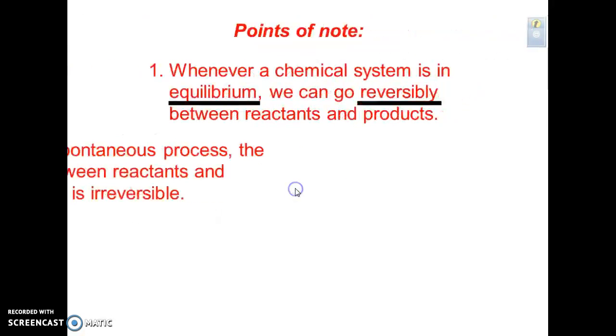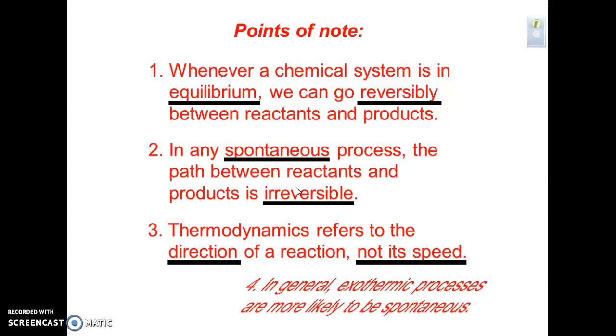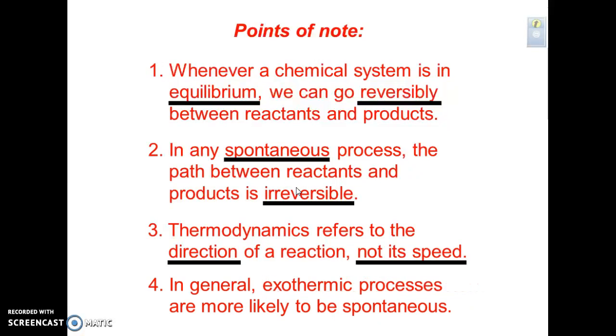So, please note, there's about 4 statements that need to be made here because we're going to run out of time on this video. Whenever a chemical system is in equilibrium, now we have not discussed equilibrium, you can go reversibly between the reactants and the products. Technically, in a spontaneous process, the path between the reactants and products is considered to be irreversible. Thermodynamics talks about the direction of the reaction, not its speed.